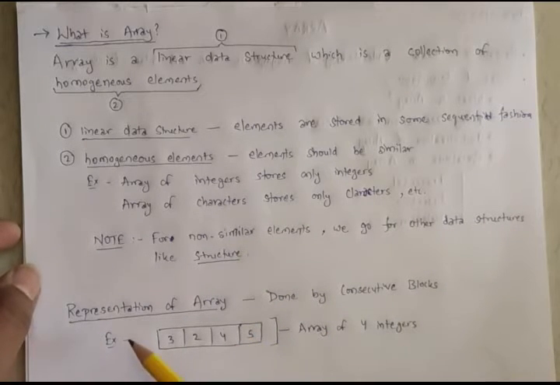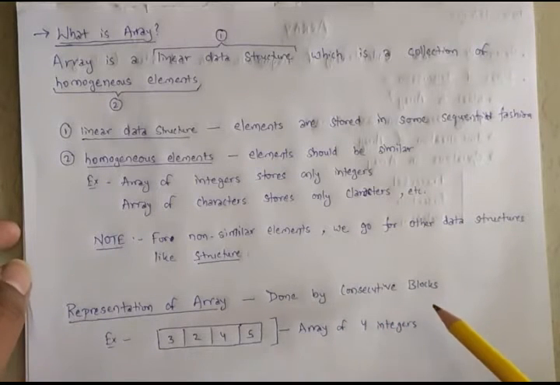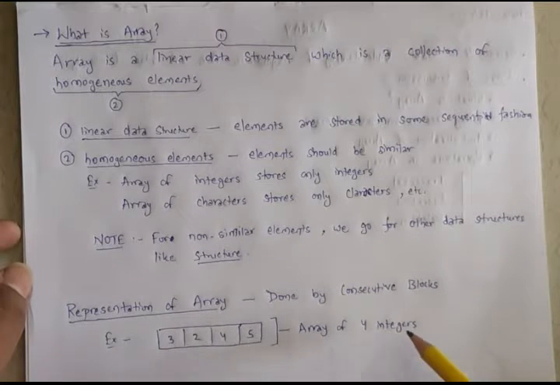The pictorial representation of array is done by consecutive blocks like here. So this is an array of 4 integers represented in the form of 4 consecutive blocks.